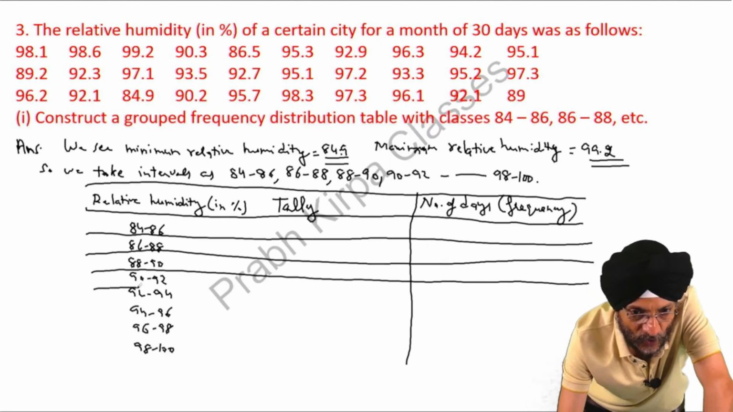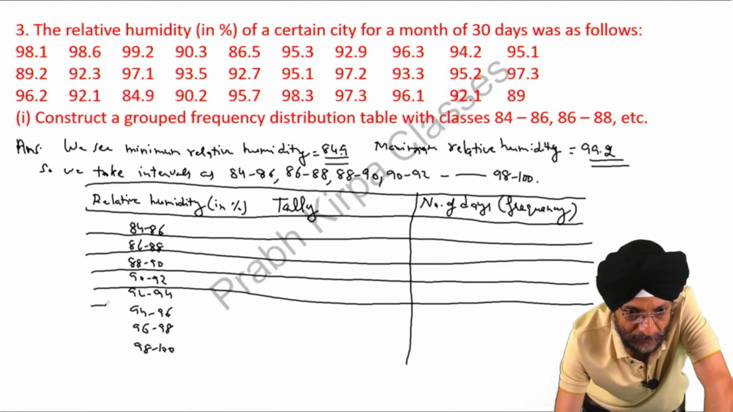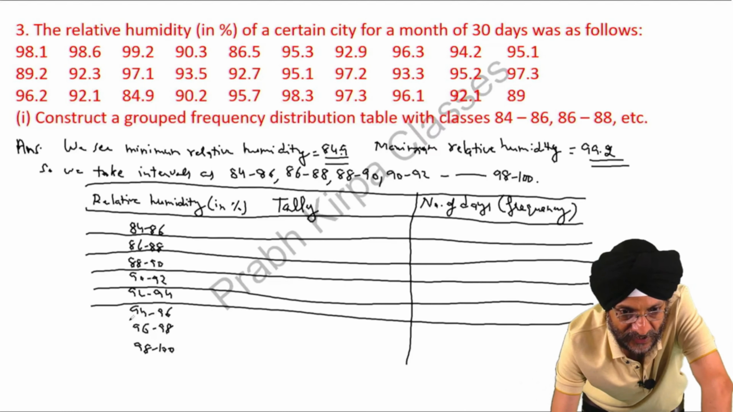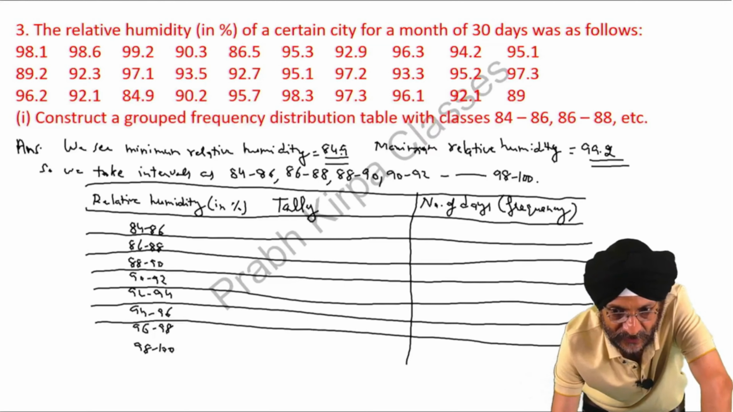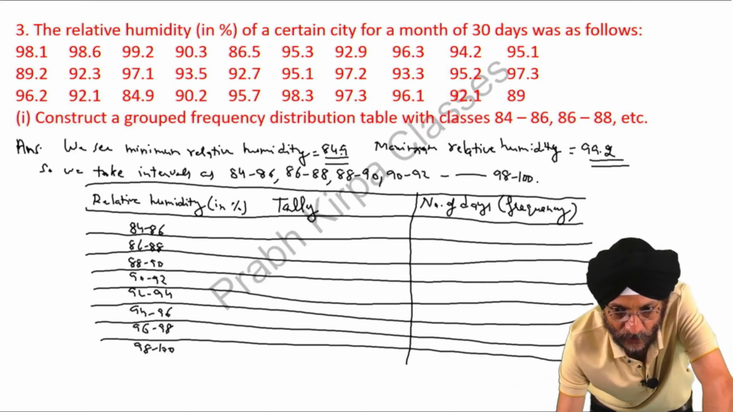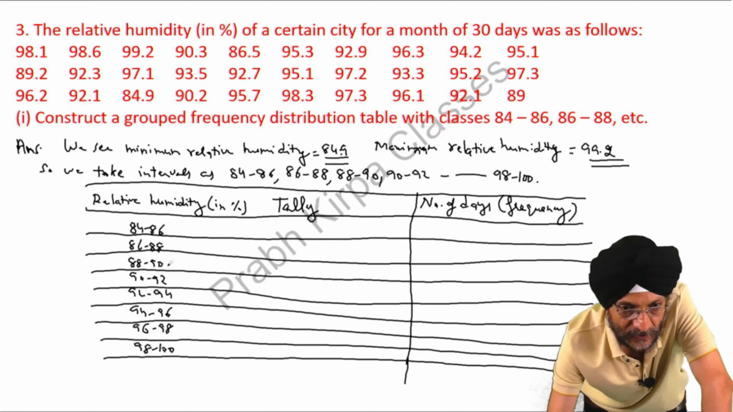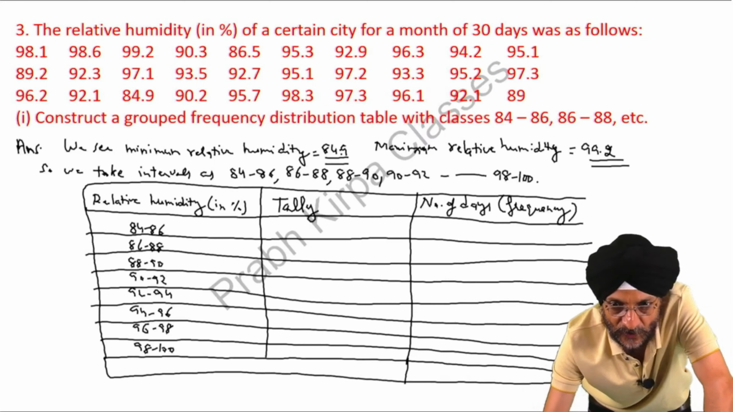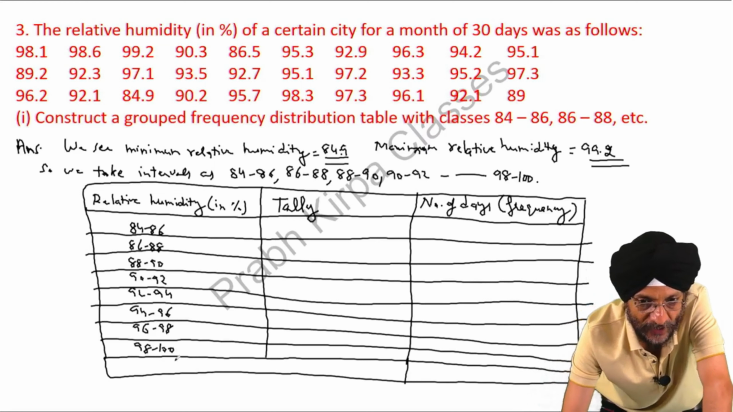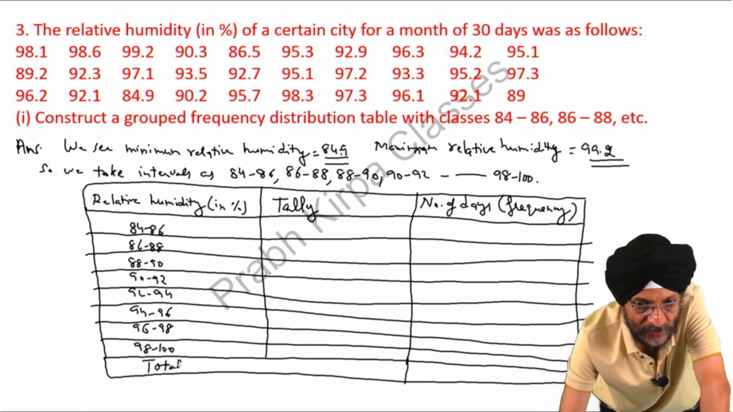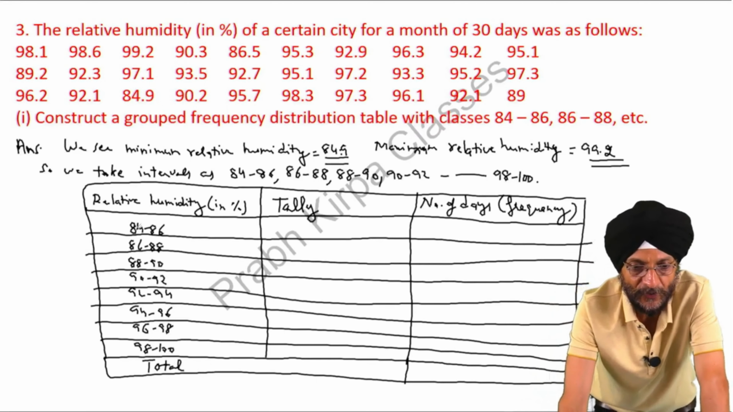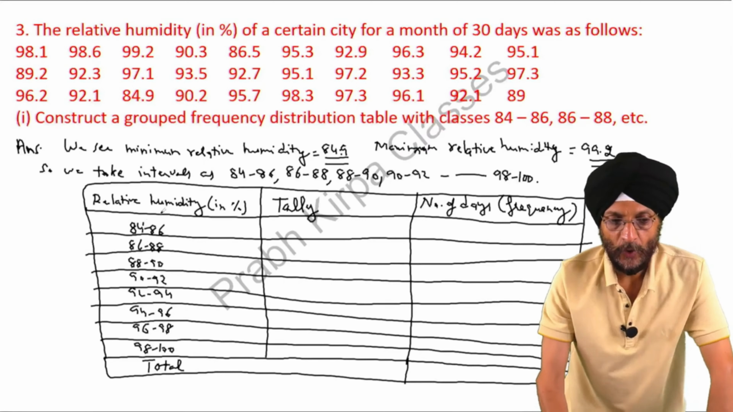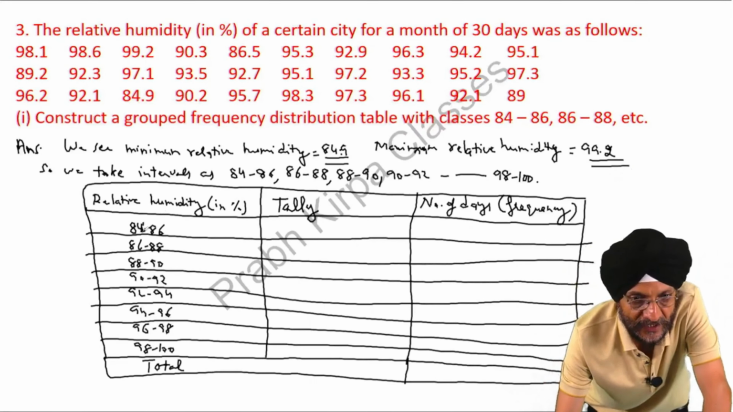I have not been able to draw the lines straight, but when you are appearing in the exam, there may be lines on which you can draw properly, because we do not have the proper system on which we can draw the lines. So this is the blank table which we have built. Here the total will be counted. Now we will find out how many days the relative humidity was between 84 to 86.